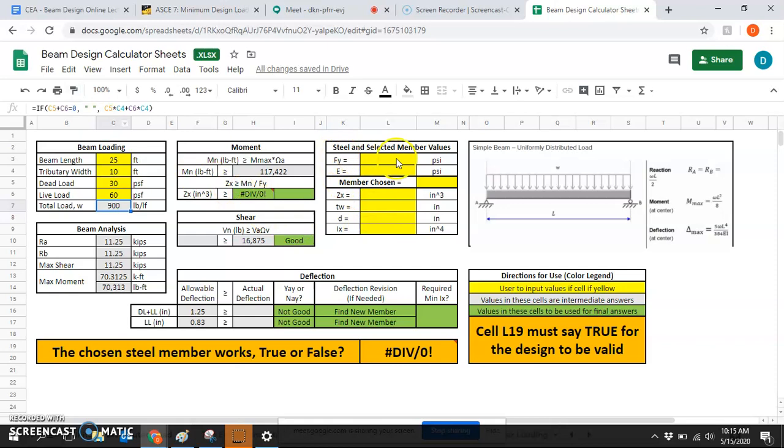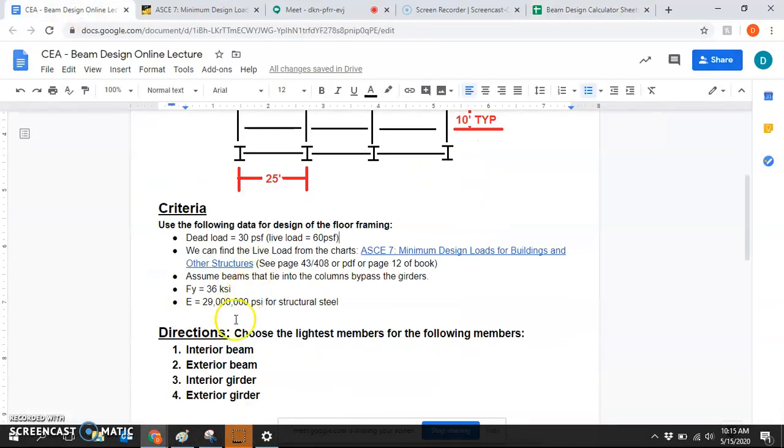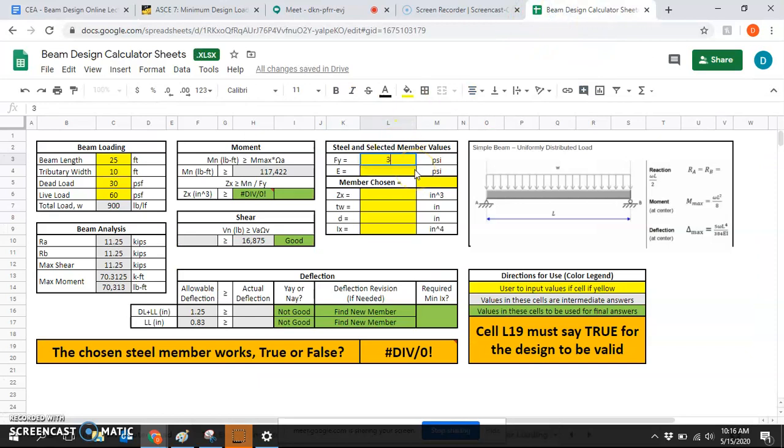Boom. All right. F of y is 36 KSI. I think this does it in PSI, so just make sure you're watching units. 29, 1, 2, 3, 4, 5, 6. And this part you guys should be decent at, right? I mean, we got to go to that website now.